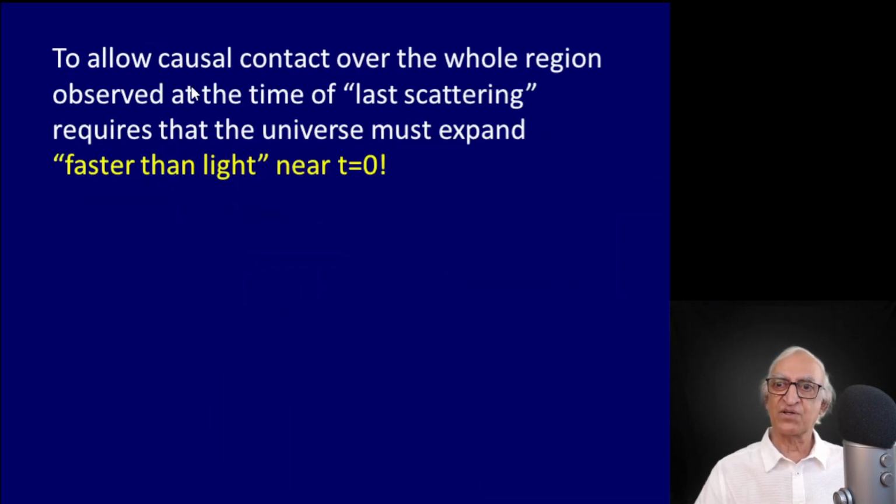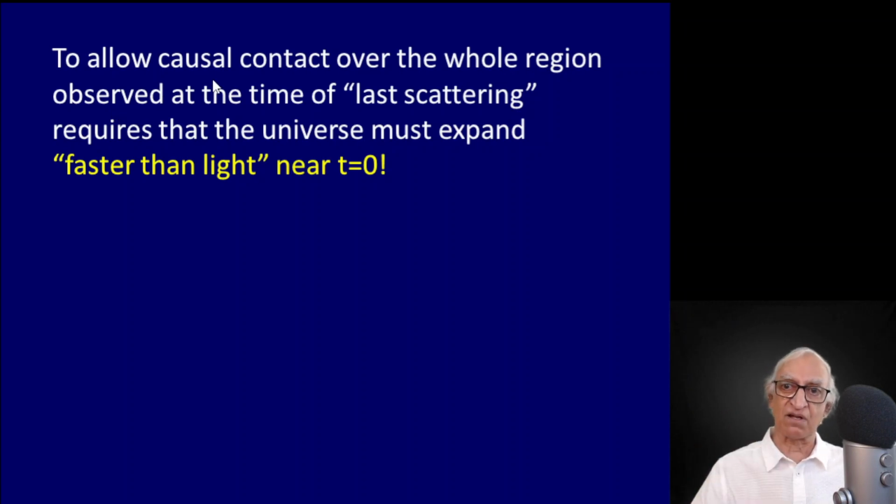Now, to allow for causal contact over the whole region, which is observed at the time of the last scattering, what do we observe at the time of the last scattering? The temperature is the same. Therefore, somehow or other, causal contact had been made in the distant past. That is why the temperature is the same everywhere. That is why the universe was so homogeneous and isotropic at the time of recombination.